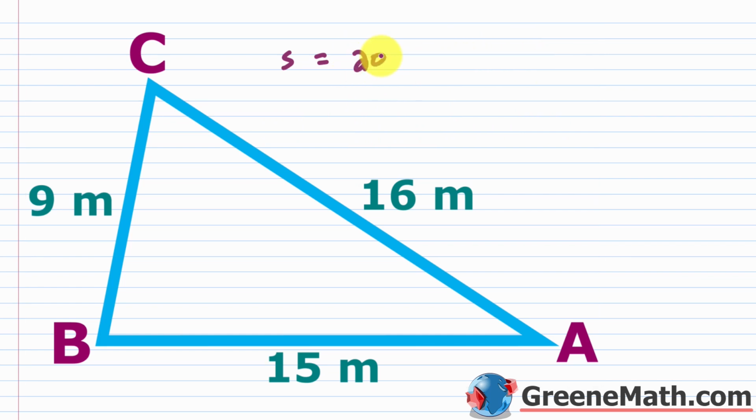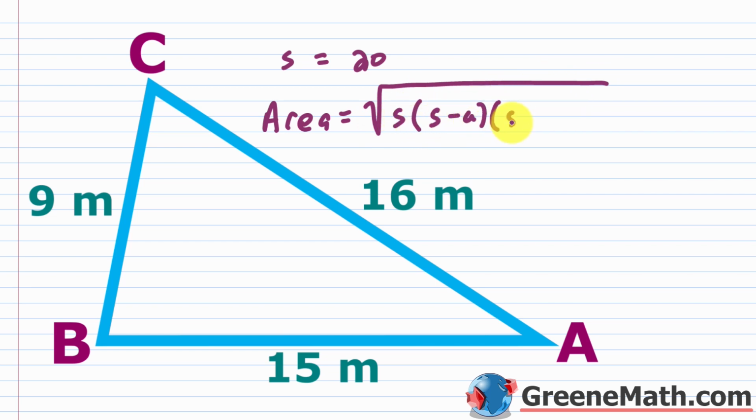So what you want to do is plug into this formula now. So the area is equal to the square root of S times, you're going to have S minus A, and then times S minus B, and then times S minus C. So just plug into this guy. So again, this is a 20 everywhere you see an S. So this is a 20 here, and here, and here, and also here. And then for A, we know that that's 9, so let's plug that in there. And then for B, that's going to be 16, so let's plug that in there. And then for C, that's going to be 15, so let's plug that in there.